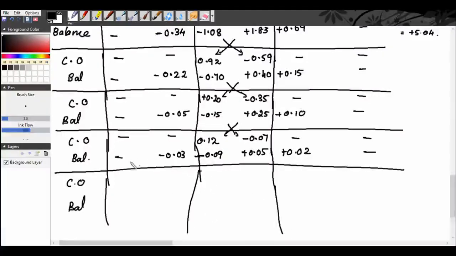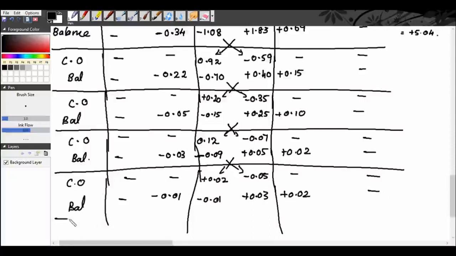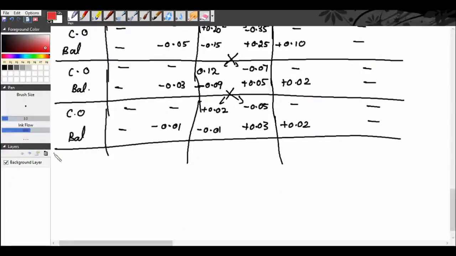So carryover and balancing. There is no carryover in AB. For BC, half is carried. So it is plus 0.02, minus 0.05. And there is no carryover in CD. So balancing, it is minus 0.01, minus 0.01, plus 0.003, plus 0.02. So now we will stop our iteration. See, the number of iterations is left to you.